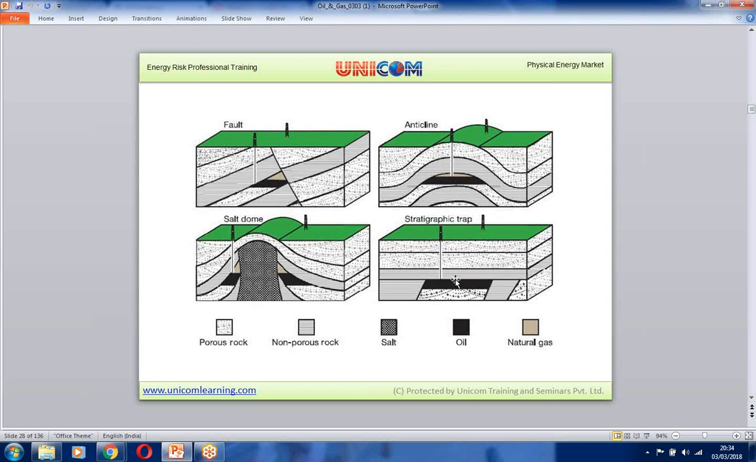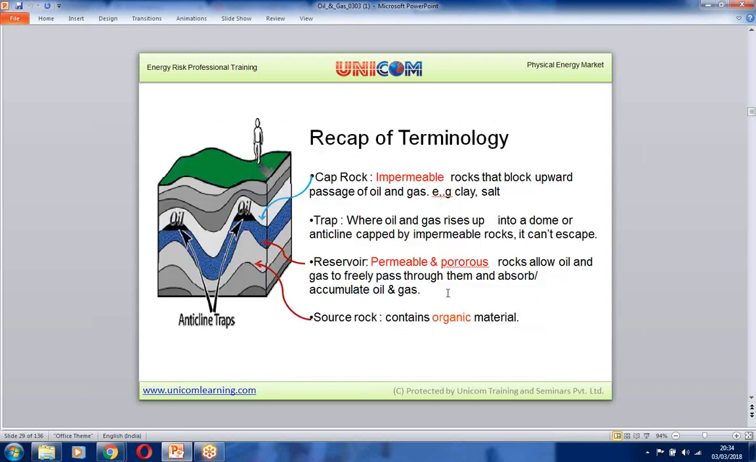And this is a stratigraphic trap. Again, these are the impermeable layers beyond which oil and gas cannot escape. And so there's a potential for formation of a reservoir here. So I think we can talk about this in the last slides.